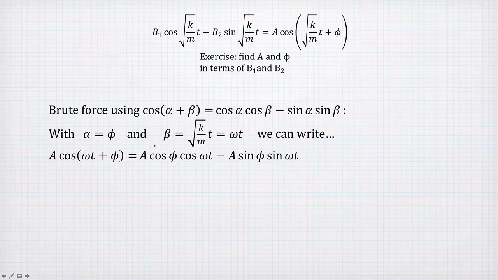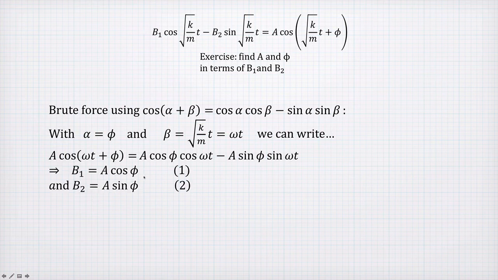Now, what we want to do is look at this side of the equation here and compare it to this side of the equation up here. And so if we do that, what we see is that A cos phi must be equal to B1 and A sine phi must be equal to B2, because here we have cos omega t and cos omega t, and here we have sine omega t and sine omega t. So here are two equations and our two unknowns, A and phi. We've got to solve these equations for these unknowns in terms of B1 and B2.